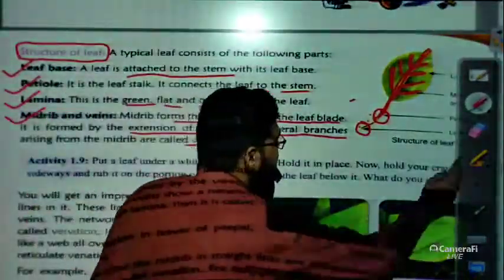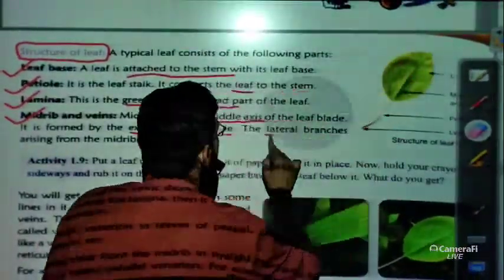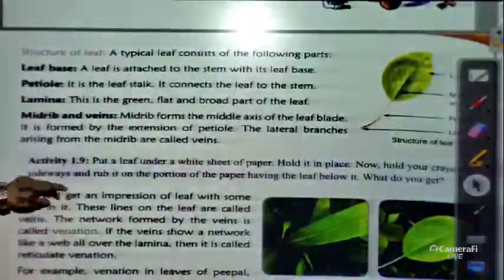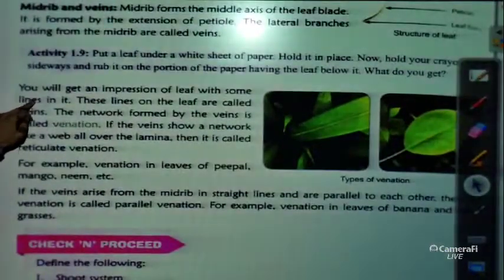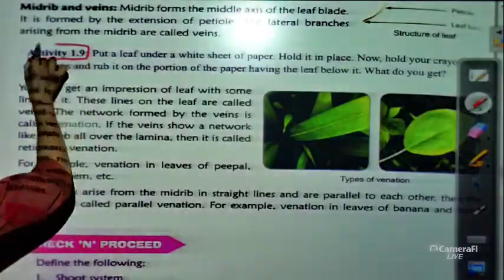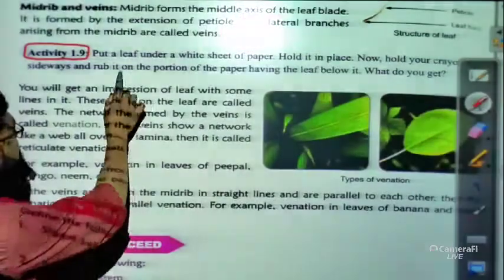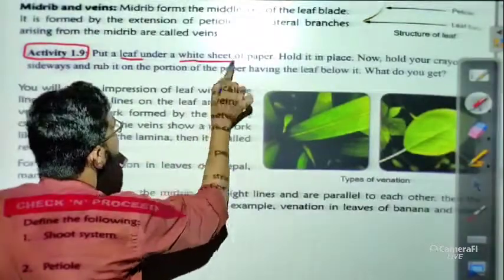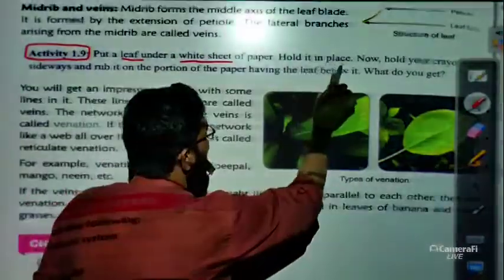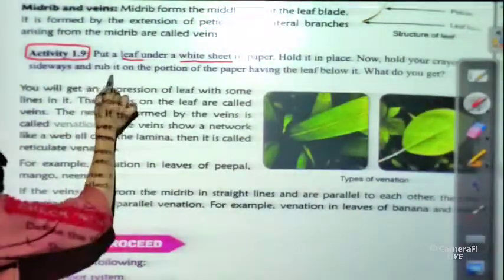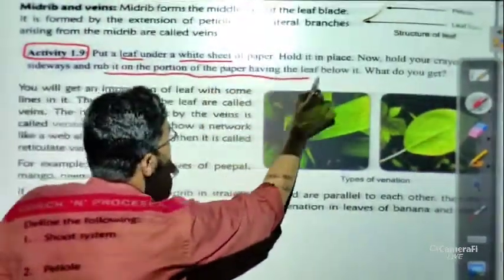Now let us discuss an activity, which will clear your concept more. So activity 1.9, let us discuss it. This activity tells us to put a leaf under a white sheet of paper, okay. So we have to put a leaf under a white sheet of paper and hold it in place. Now hold your crayon sideways and rub it on the portion of the paper having the leaf below it.